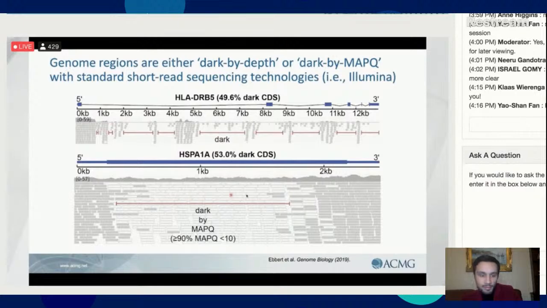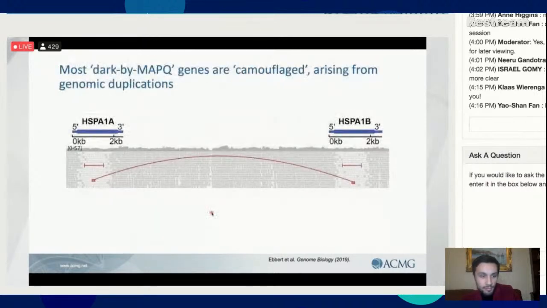So let me explain how dark by mapping quality happens. It turns out that dark by depth is a rare issue. It's mostly the dark by mapping quality. And it's actually what we term camouflaged regions in our paper. So what's happening in this case is HSPA1A and HSPA1B are two genes that are just down the road from each other on the genome. They're about 14 kb apart.